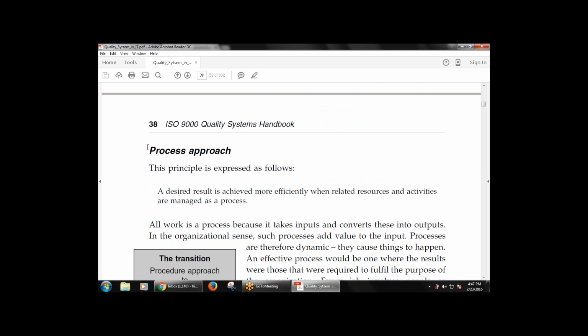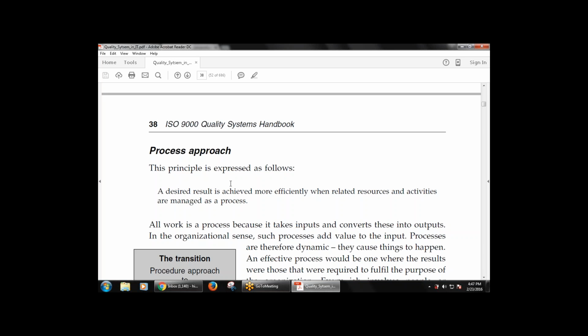Now, next we can say the principle that is available is the process approach. The approach must be systematic. The approach must be valid. So, a desired result is achieved more efficiently when related resources and activities are managed as a process. When the related resources and the activities are managed as a process, that means this is the process approach. So this principle is expressed as follows.